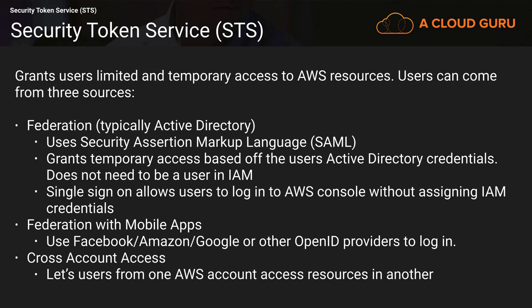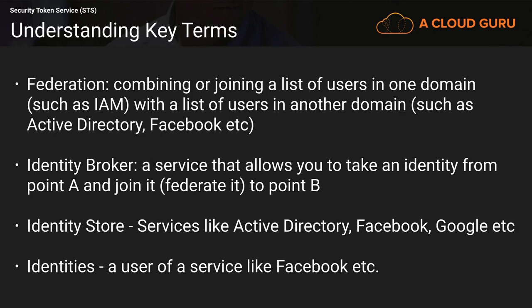You can also use STS to federate with mobile apps. You can use your Facebook login, your Amazon credentials, Google, or anything else that's supported by OpenID providers, and STS will grant you temporary access to the AWS resources. You can also use STS with cross-account access, which lets users from one AWS account access resources in another. Let's understand some key terms before we continue.